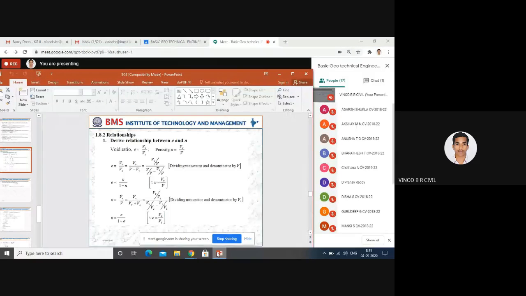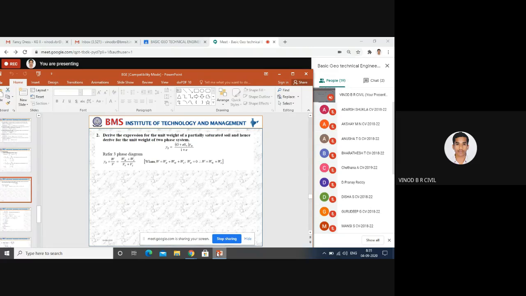Last class we discussed definitions and some of the basic terminologies used in geotechnical engineering, like degree of saturation, dry density, specific gravity, bulk unit weight, void ratio, porosity. These are the things we discussed in the last class. And we solved one of the relationships, that is the relationship between void ratio and porosity.